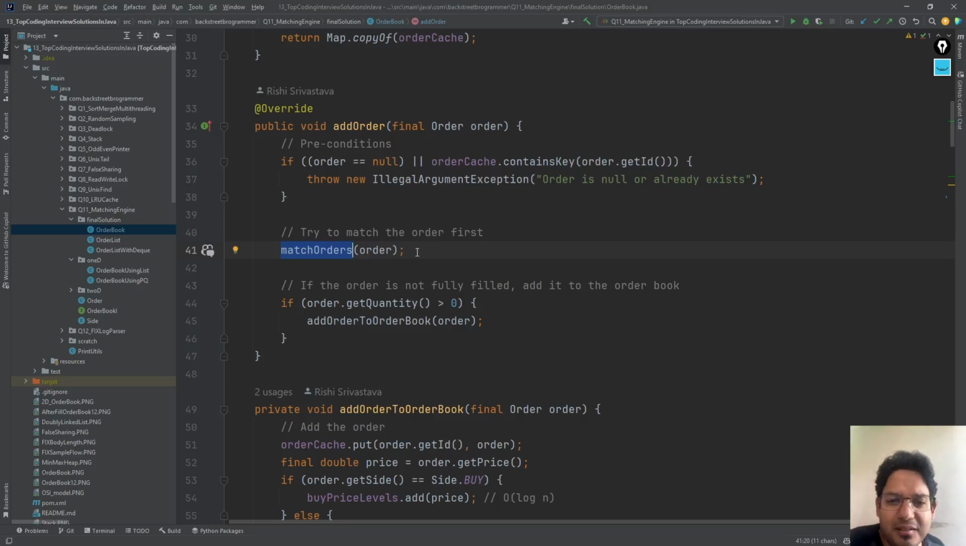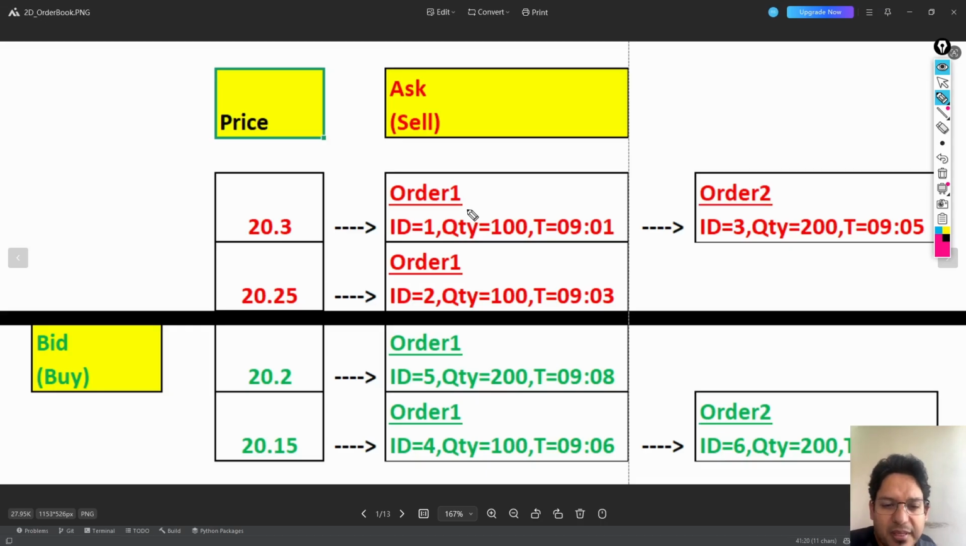Hello friends, let's talk about matching of orders now. But before that, let's revise our data structure that we are using. So we are maintaining two priority queues for both bids and asks, and buys and sells.